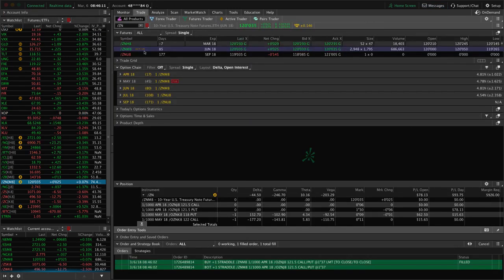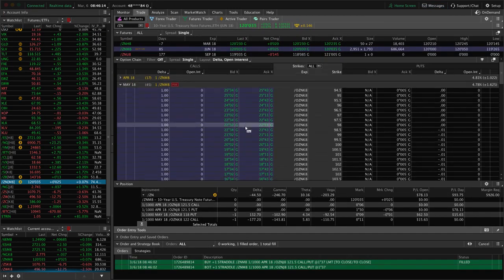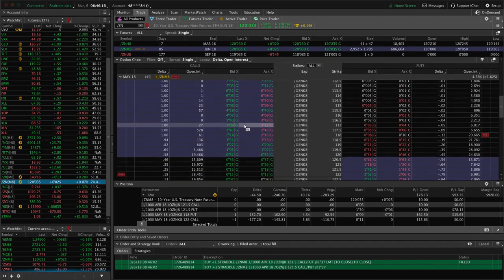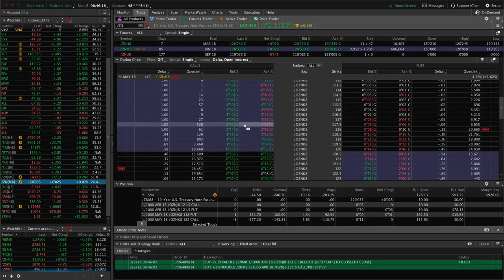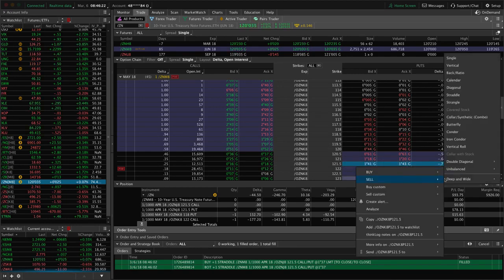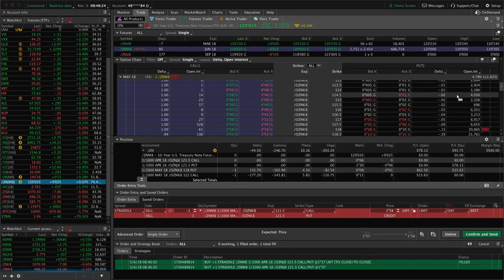So now what we need to do is go into the May cycle, and we're not going to change the strikes. We're going to keep the strikes exactly the same, the 121.5. So we simply right-click, sell straddle. So we're going to resell the exact same straddle, just extending duration, giving ourselves more time to make money. So that's trading at 1.58.